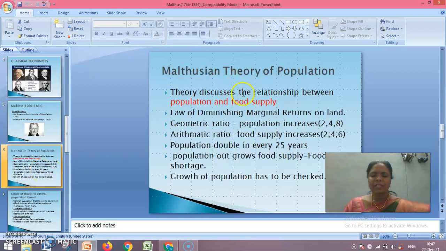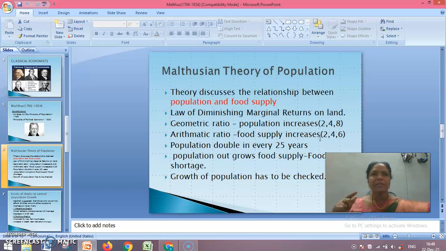If you see his theory, he placed much insistence on the relationship between the population and the food supply. He is of the view that they are not in the same ratio. Population increases in a geometric ratio, and food supply increases in an arithmetic ratio. What is that geometric ratio? Population increases in the proportion of 2 into 2 into 2 into 2, in multiplication form.